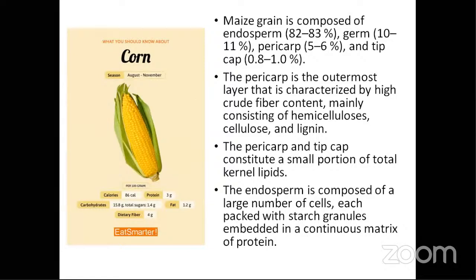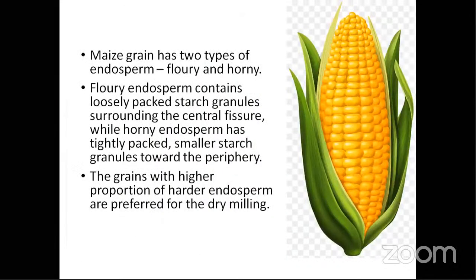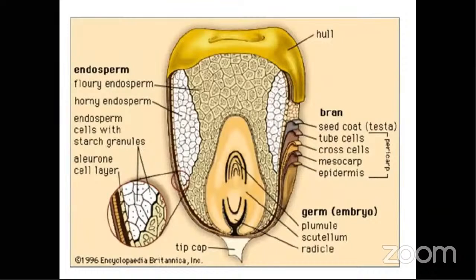So pericarp is the outermost layer. It is composed of some complex carbohydrates, and some amount of lipids are also present in pericarp as well as the tip cap. And this endosperm is composed of large size cells, and in this, the starch granules are embedded in a protein matrix. So as you may see, this is the type of endosperm. Two types of endosperm are there, as you may see, at the periphery.